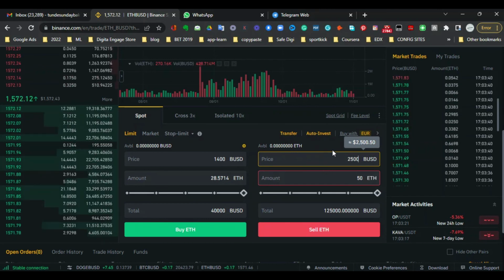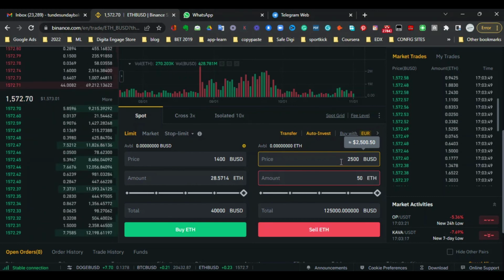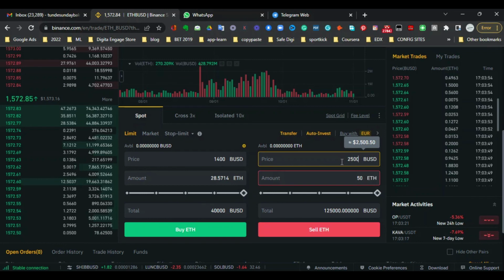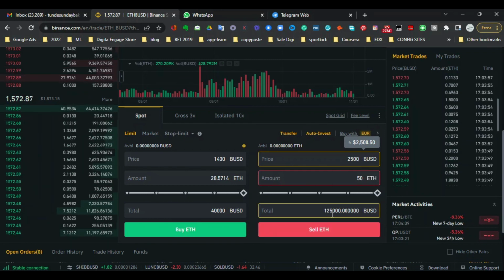You know, this is a sell limit order. The price has to be above the current price. So our current price is 1,772. I'm placing mine at 2,000. So I'm speculating that the price of Ethereum BUSD will get to 2,000. So when it gets there, sell my Ethereum. At that point I'm going to get 125,000 BUSD in my wallet, as I have enough Ether.